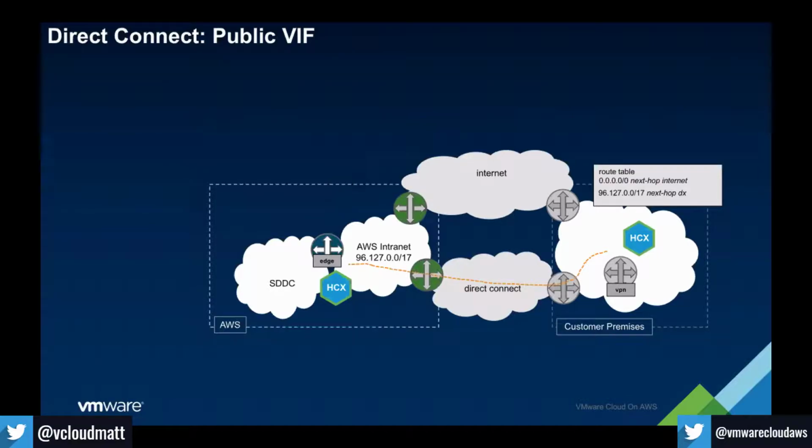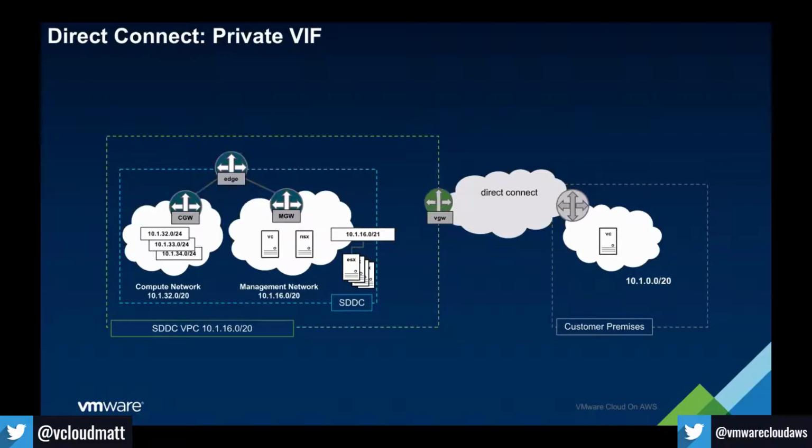Now, private VIF, on the other hand, like I said, private VIF is a means for you to connect directly into one of your VPCs and access the private address space of that VPC. Now, in the product today, we suffered a fairly large limitation, and it was just a result of some of the policies Amazon has on Direct Connect private VIF. So the big thing with Amazon Direct Connect private VIFs is that they don't allow something called transitive routing.